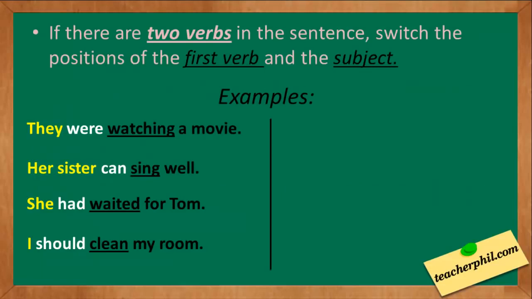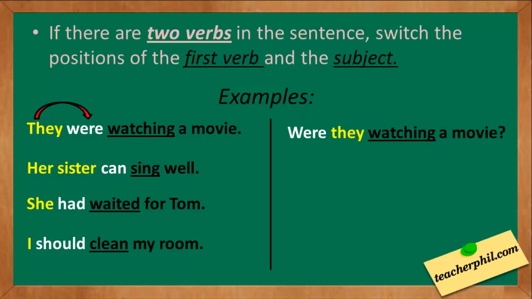The second rule, if there are 2 verbs in the sentence, switch the position of the first verb and the subject. Examples, they were watching a movie. In this sentence, they is the subject, were is the first verb and watching is the second. Switch the subject they and the verb were, making it, were they watching a movie?